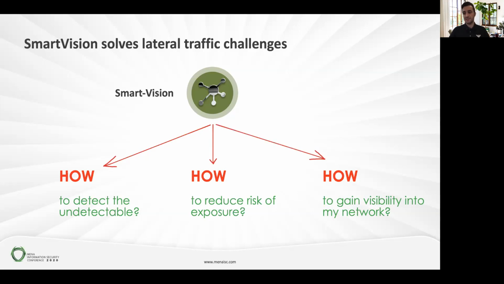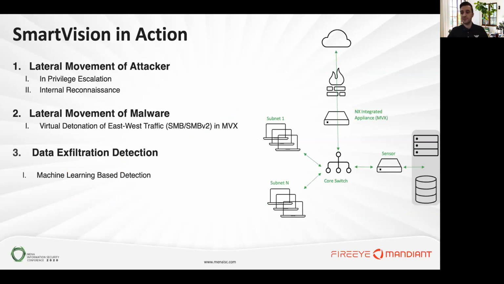The third challenge is visibility versus scalability. As my network grows, how do I gain visibility across the network segments, in front of the key servers, the key assets, my crown jewels? So how is Smart Vision doing this? Smart Vision as a solution is specifically designed to track any suspicious lateral movement of an attacker, of malware, or maybe to detect data exfiltration, as we can see.